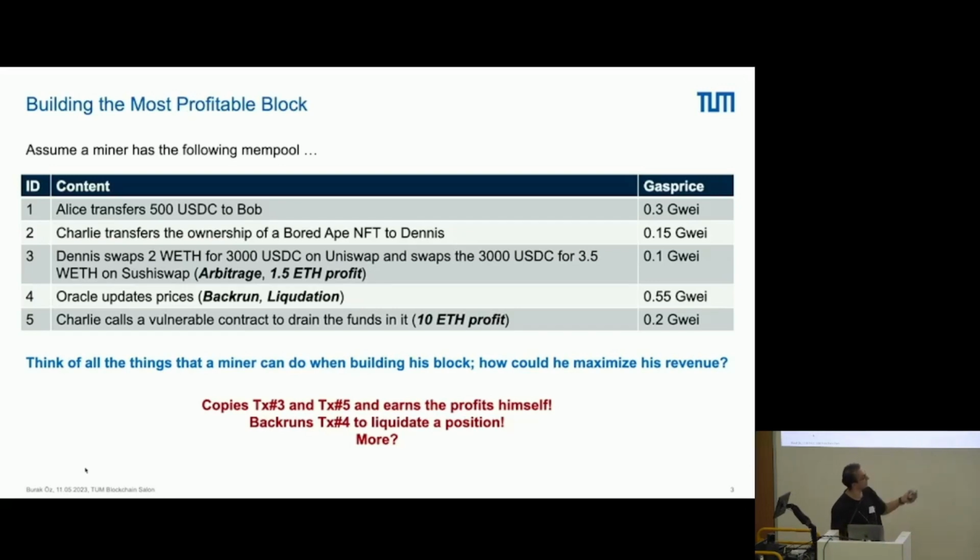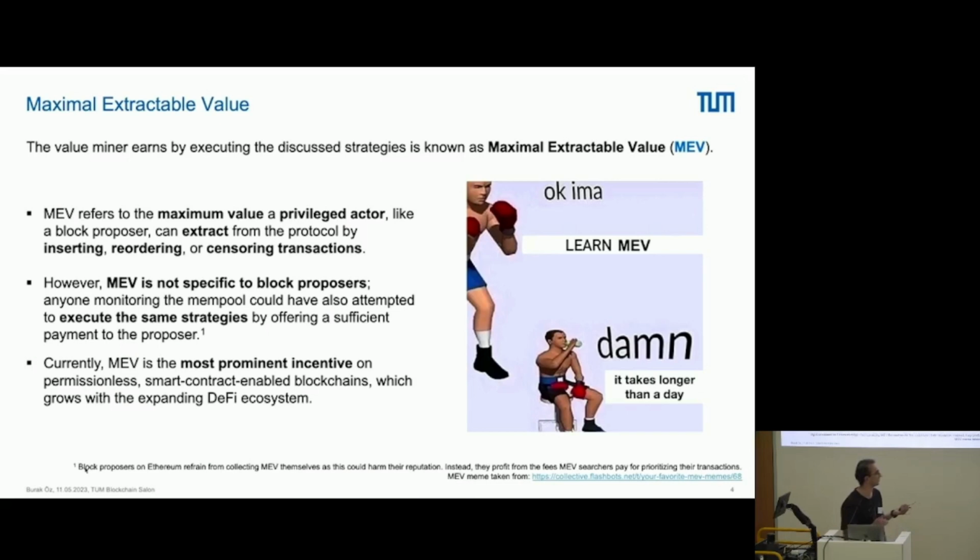Or for example, there is a price update made by an oracle on the fourth transaction, and we know that price updates can lead to liquidations. And because I'm in this privileged position of seeing this transaction and actually building the block around it, why don't I just issue a transaction right after it and be the first to do the liquidation and grab all the profits? And all this value that a miner can make through these strategies is known as maximal extractable value, or miner extractable value.